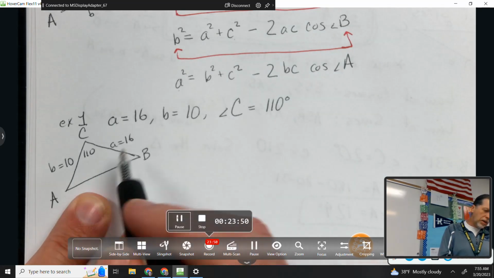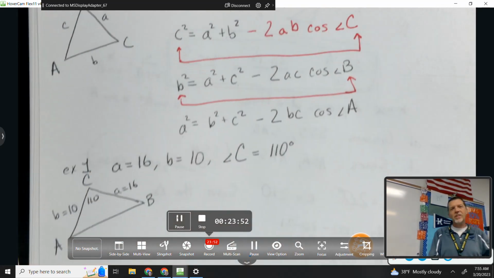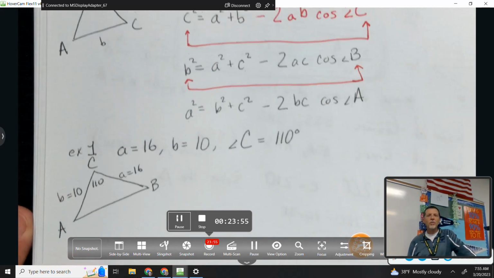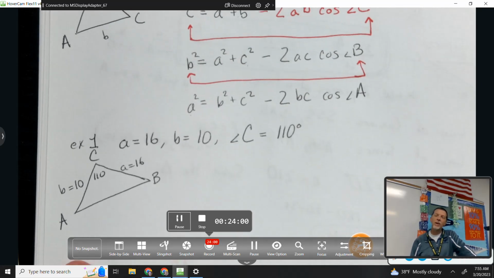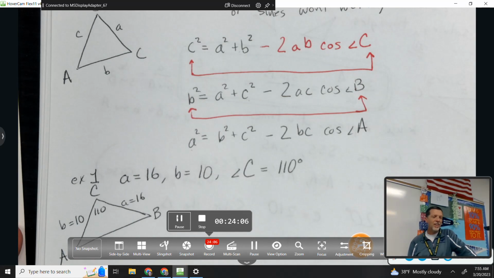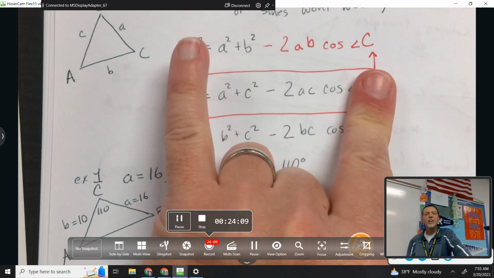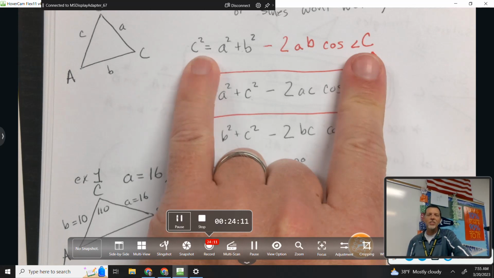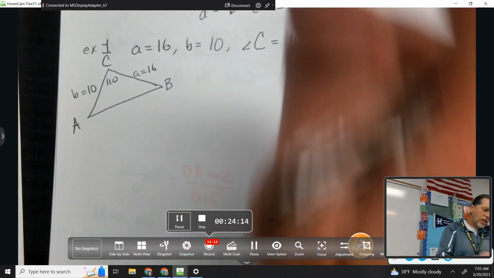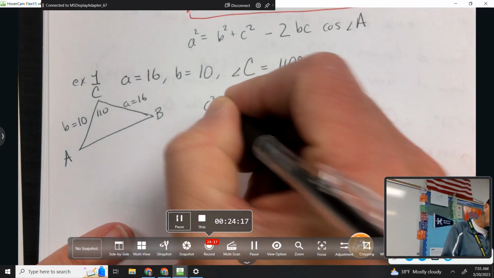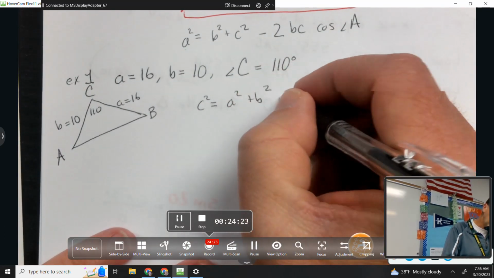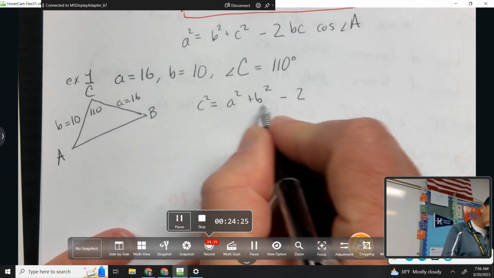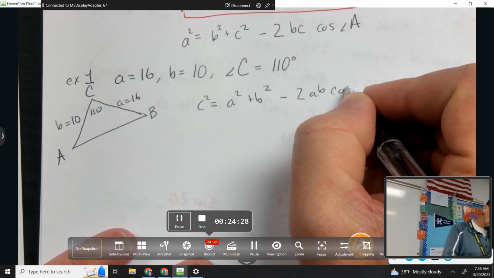But I've got 3 different formulations of the law of cosines, and which one should I use? Why c squared? Yes, because we don't have c. That's a good answer. And we have angle c. So the combination of not knowing c but knowing angle c means, yeah, we should probably use that first formulation, or the first formula. C squared equals a squared plus b squared minus 2 times these two sides, cosine of the angle across.